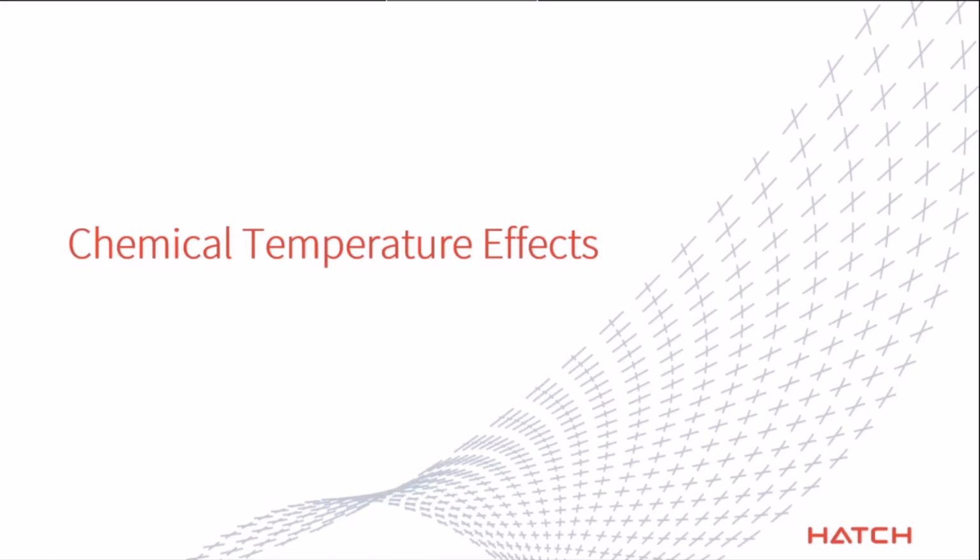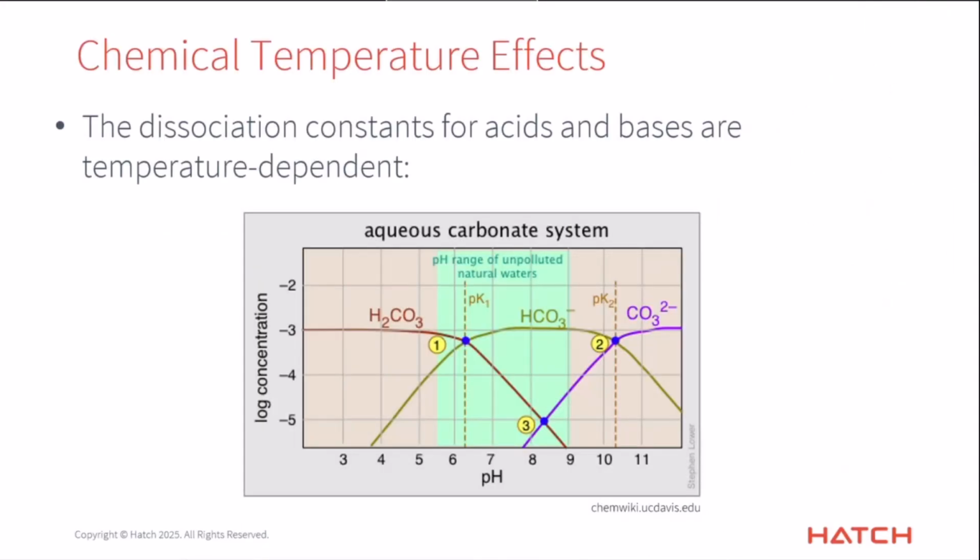Okay, moving on to our third and final area, which is the chemical temperature effects. I think this is probably the least big effect that you would see in the system, but since it is there, and since we do go to the effort to make sure this works the way that it's supposed to, I did want to bring it up. So the main thing is that the dissociation constants for acids and bases are temperature dependent. So if I just take a brief moment here just to refresh everybody's mind about what I'm talking about here, it's in an acid-base system, like this carbonate system that we have here.